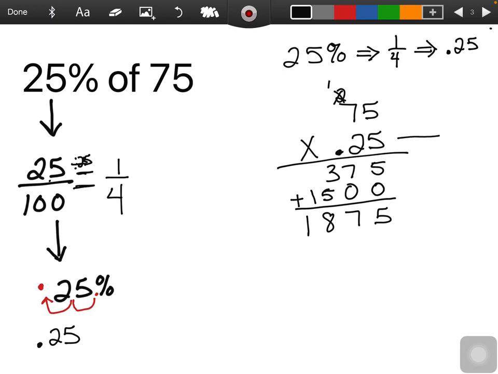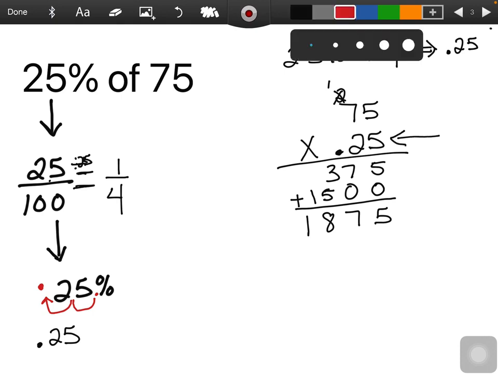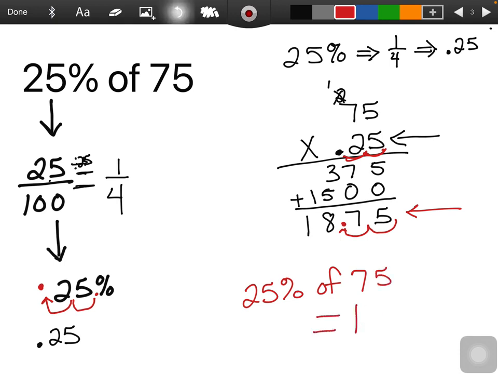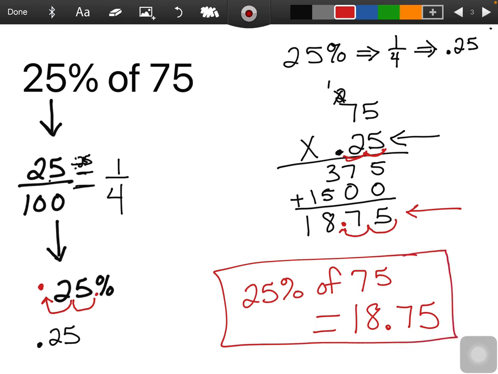Now here's where it gets tricky. If you look at this, I have 2 numbers behind my decimal, which means when I come down here, I also must have 2 numbers behind my decimal. Okay, so knowing that, that means 25% of 75 is equal to 18.75. There we go.